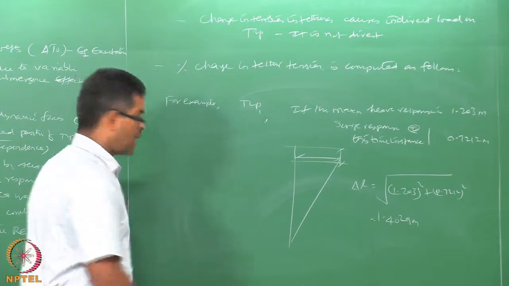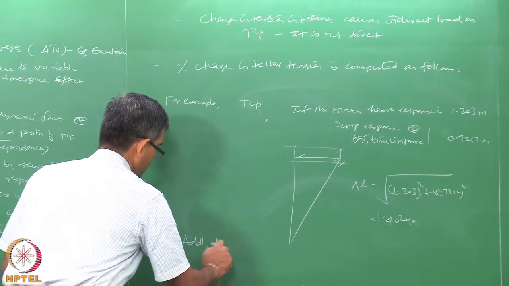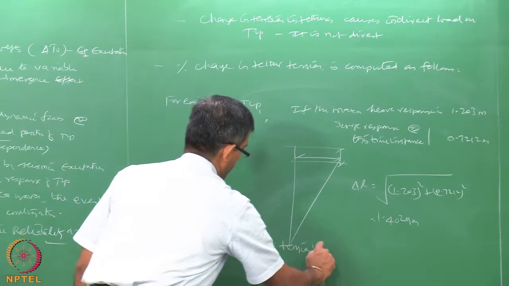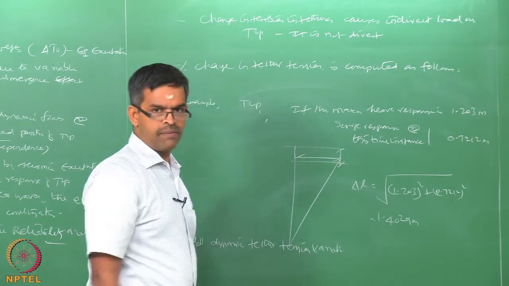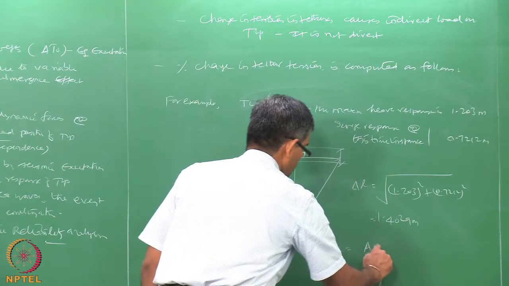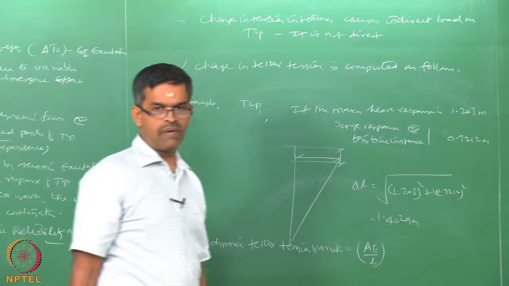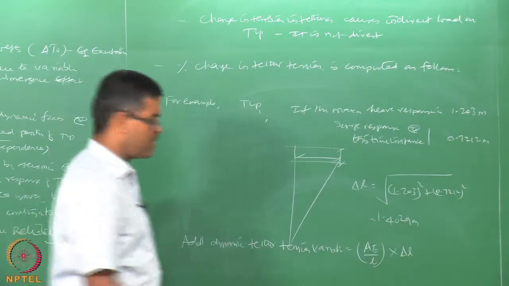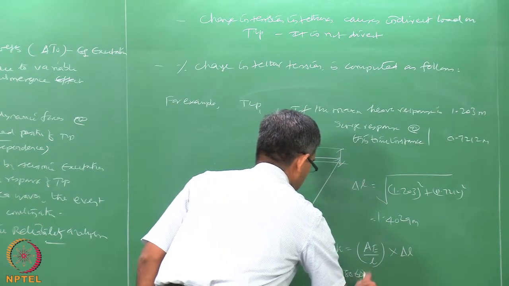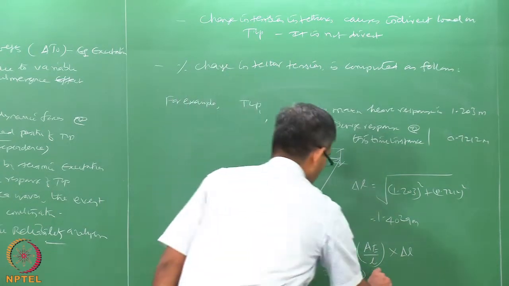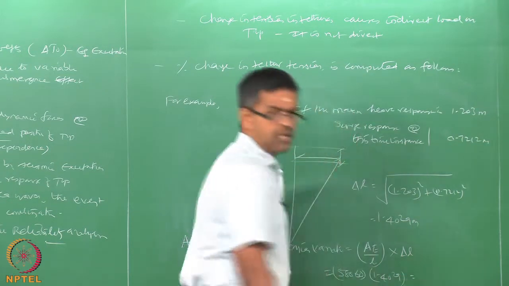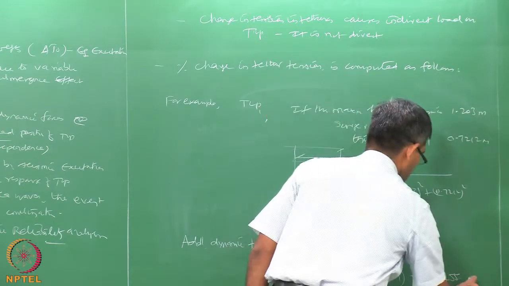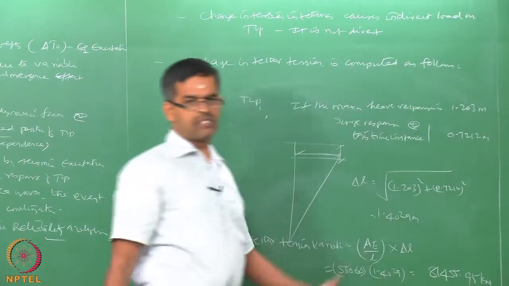Once you know this, the additional dynamic tether tension variation can be simply AE by L of that particular value multiplied by this delta L. So, for example, in this case it is going to be 58060 multiplied by 1.4029. So, the additional tension variation is going to be 81455.95 kilonewton. So, that is how it has been calculated.